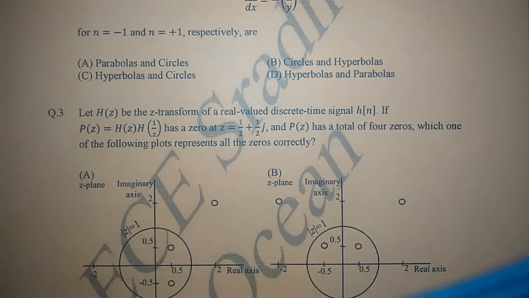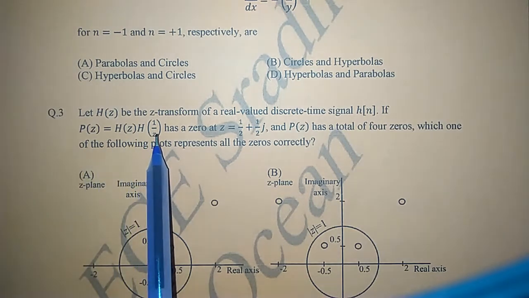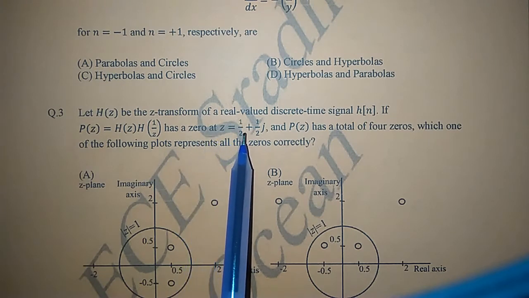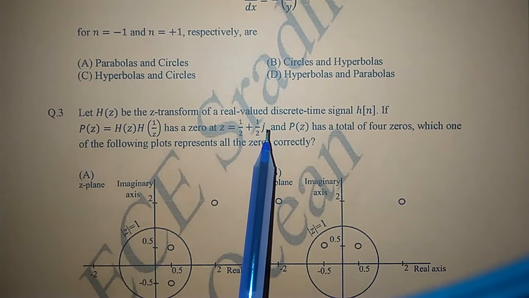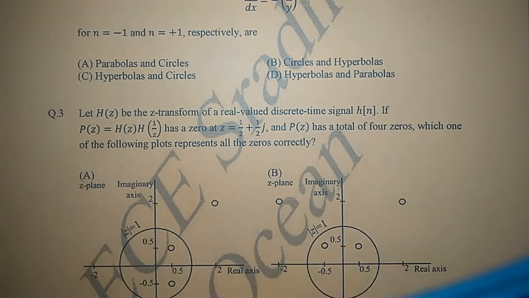This is the third question from GATE 2019 ECE paper. In this question, they have given a function P(z) = H(z) H(1/z), with a zero at z = 1/2 + 1/2 j. They are asking, there are 4 zeros and we have to identify the remaining 3 zeros.